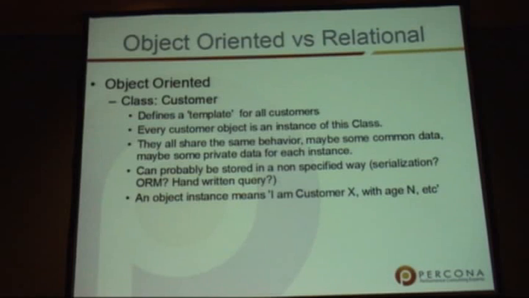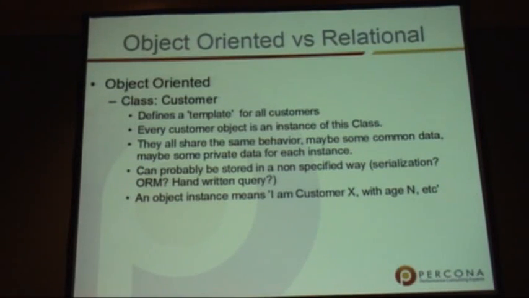Now with concrete examples, in object orientation we'll have a class, say customer. This defines a template, which I put in quotes because it may not be the happiest choice of word, given C++. It does have a meaning there, but I couldn't find any other word to use. And so all customers are going to share this behavior. And every customer object is going to be an instance of this class. So they share the same behavior, maybe some common data, and maybe some private data for each instance. They can probably store it, but in an unspecified way.